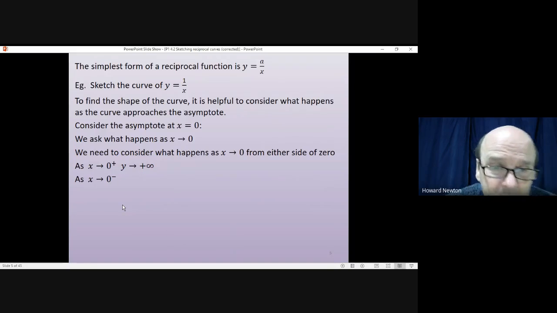What about as x tends towards 0 from below? So it's getting closer and closer towards 0, but from the negative side. So it's a very, very small negative number. 1 divided by a very small number is a very large number. 1 divided by a very small negative number is a very large negative number. So as x tends towards 0 from below, y will tend towards minus infinity.